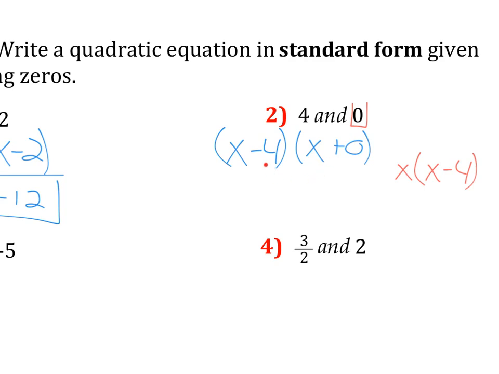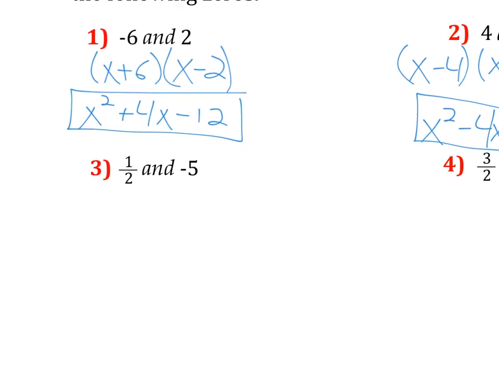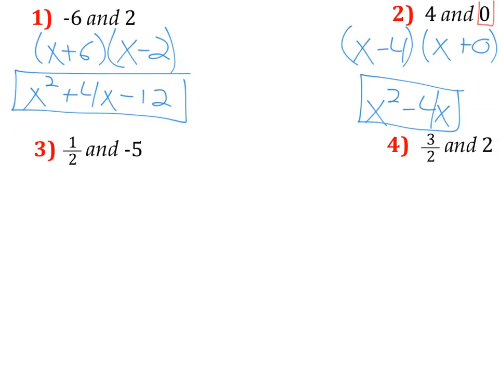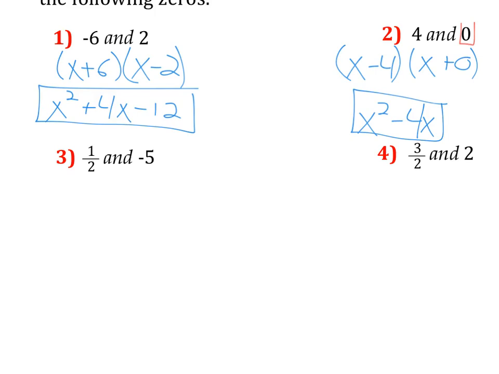I just flip-flopped the order of the factors, and I used a plain old x instead of an x plus 0 or x minus 0. And since it's one single term, I don't need parentheses. I could put parentheses there around the x, but you don't need to. But I digress. When we distribute, we would get x squared minus 4x. Now number 3 and 4 are going to get a little dicey. A little bit dicey.